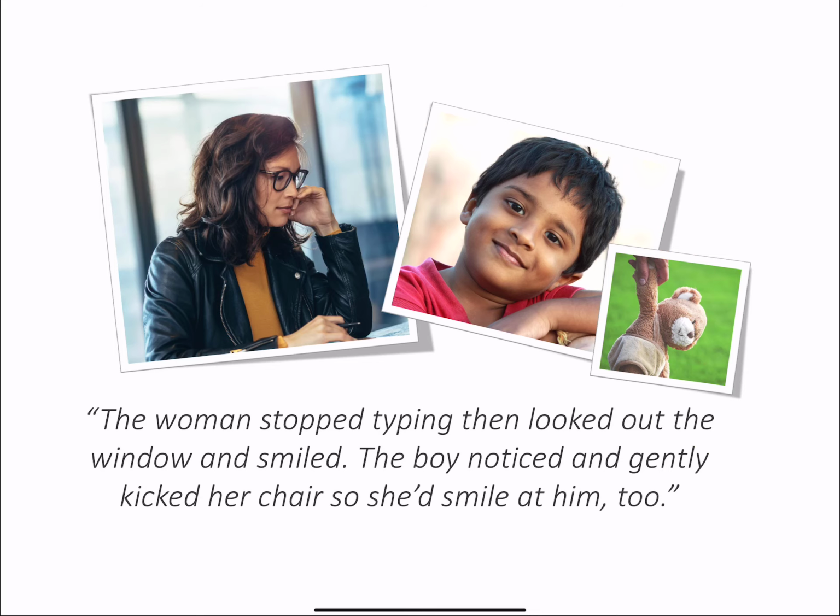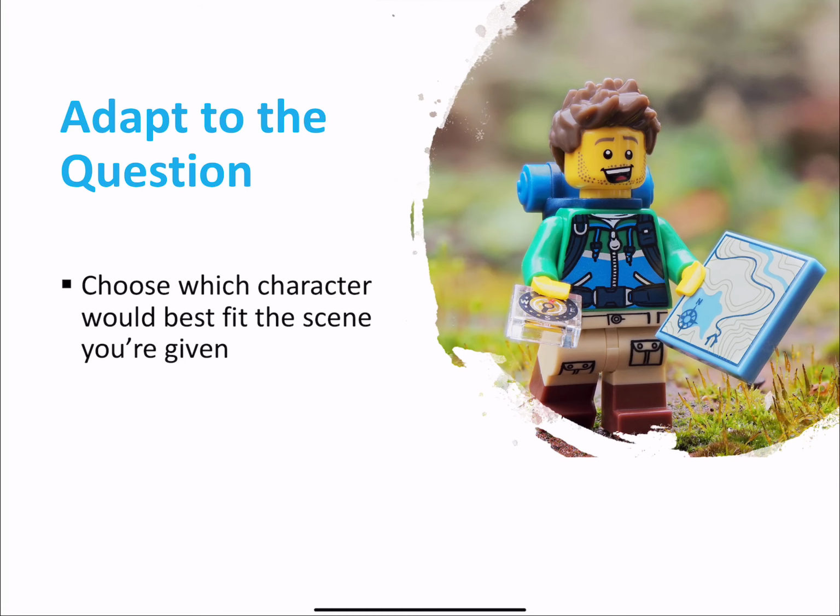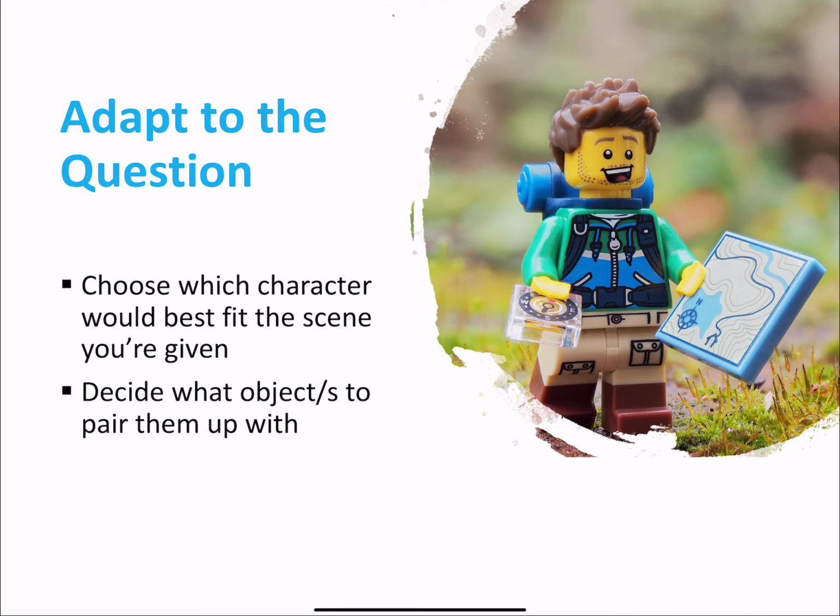We're now partway there to developing a story. So if the question asks you to write a story about a character who's new to the area, for instance, think about which of your characters would best fit the scene, and then, given the question, decide what objects they have on them when you first introduce them to the reader.